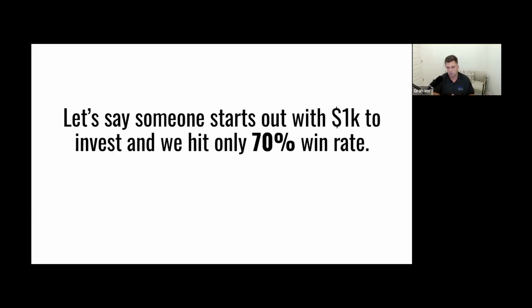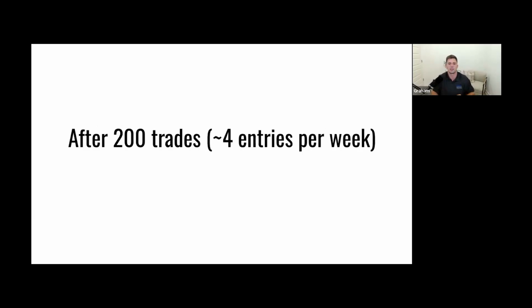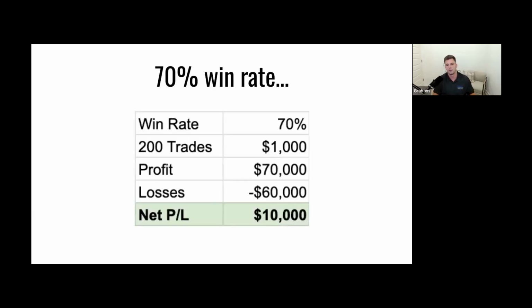So let's say someone starts out with $1,000 to invest and we only win 70% of the time. So right now we're winning 85% of the time. Let's say our performance really lags, not nearly as good, and we only win 70% of the time. Well, after 200 trades, and this is not compounding, just staying consistent with $1,000 with a 70% win rate, you still make 10 grand at the end of the year. So the win rate could get absolutely smoked from where we're hitting, and you still make good money.